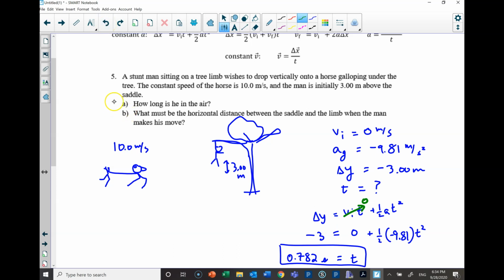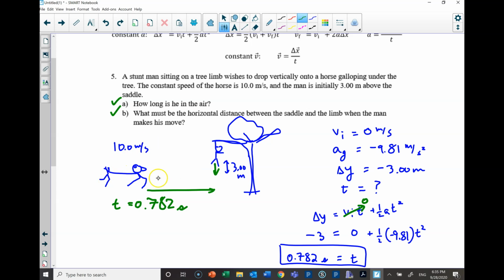Now for part B, that's part A, done. What horizontal distance between the saddle and limb must there be? Well, from the moment that she falls, she has 3 seconds to drop. In the same 3 seconds, 3 seconds, where did I get 3? In the same 0.78 seconds, the horse will be traveling forward at 10 meters every second.